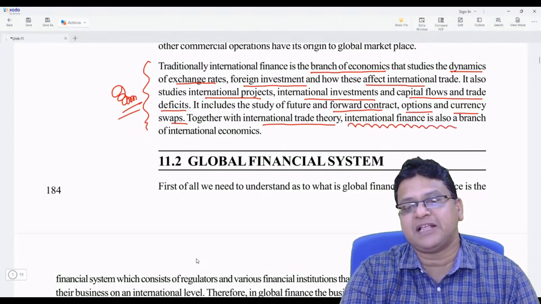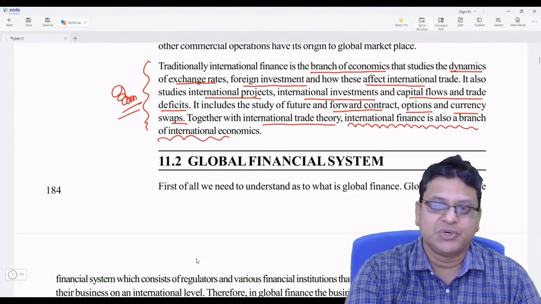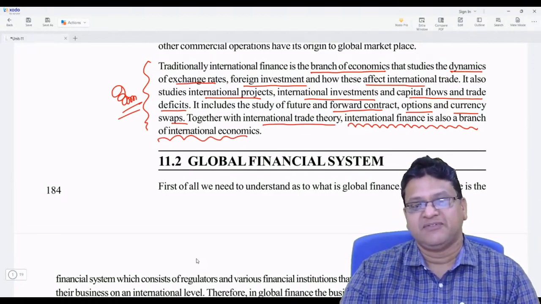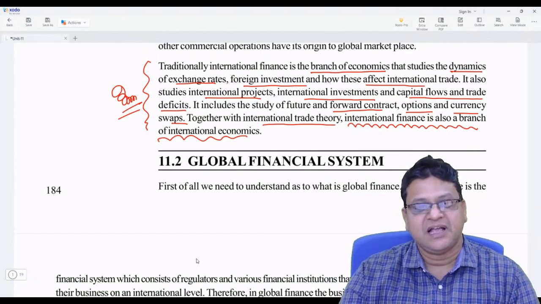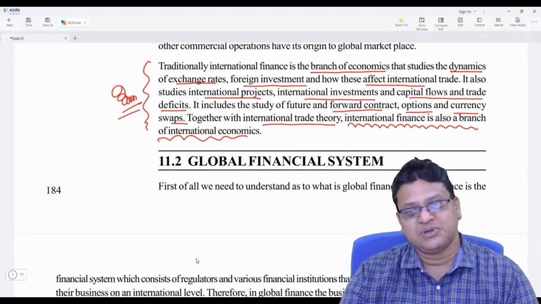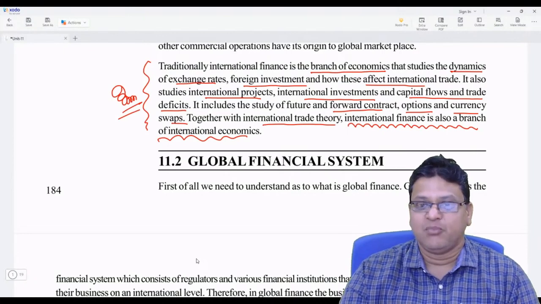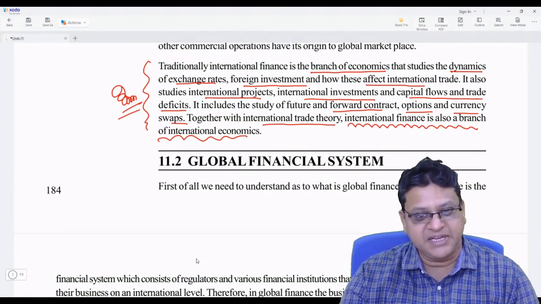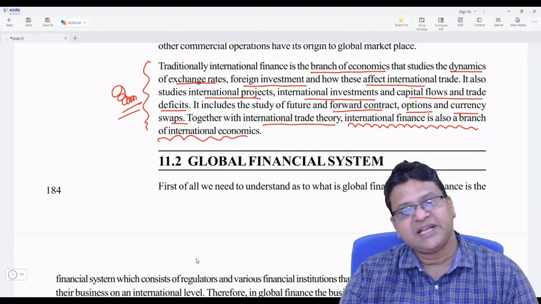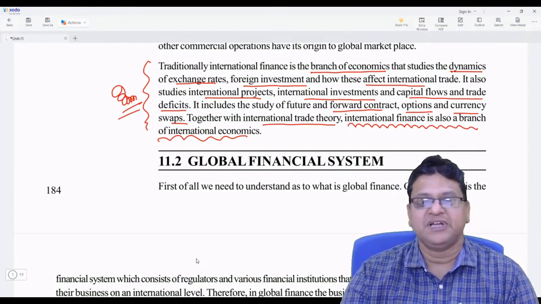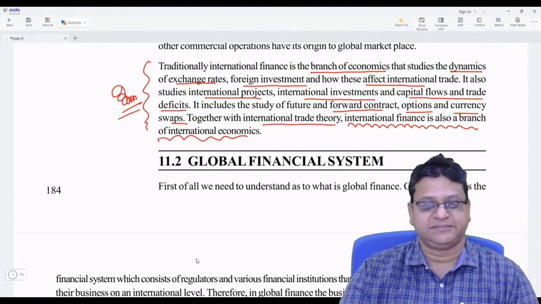It is a separate branch of international economics which deals with exchange rate, foreign investment, factors affecting international trade, how to appraise an international project, what international investment is, what international capital outflows are, and what forward contracts, futures contracts, option contracts, and currency swap contracts are and how they are used. It also studies international trade theory. Hence, international finance is a branch of international economics.